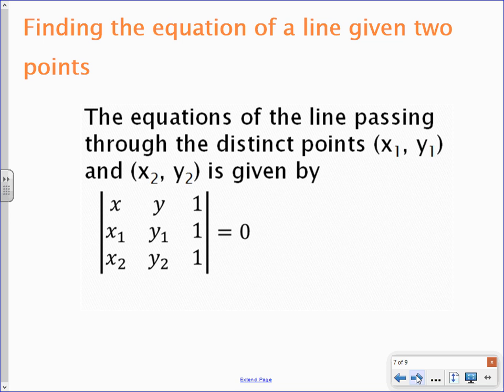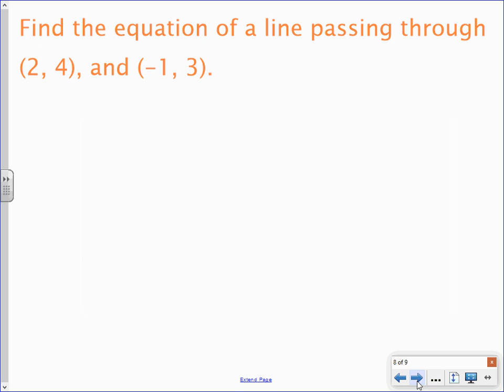Are you ready for an example? All right. Find the equation of a line passing through the points 2, 4, and -1, 3. On Friday's test, you will not use y equals mx plus b to find this. We are going to use matrices since we are in the matrix chapter. But then after chapter 8, you do what you wish.